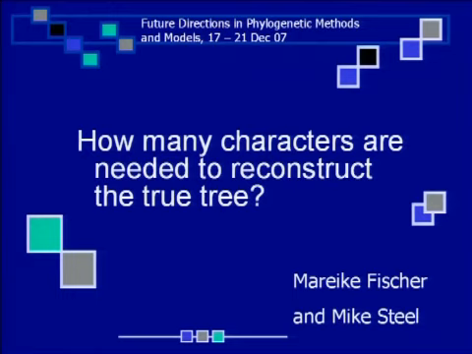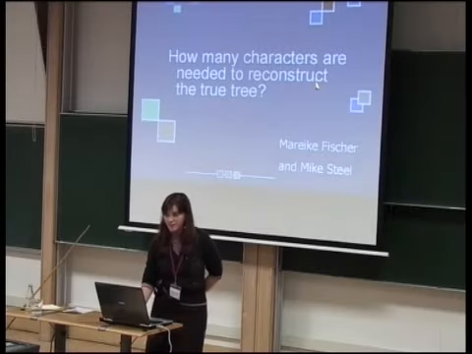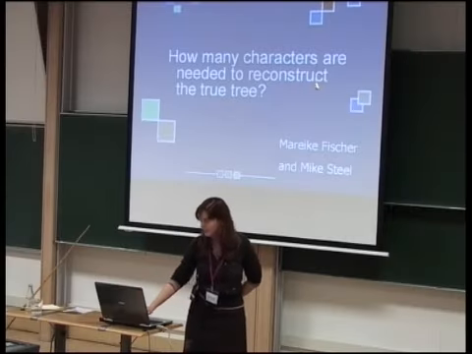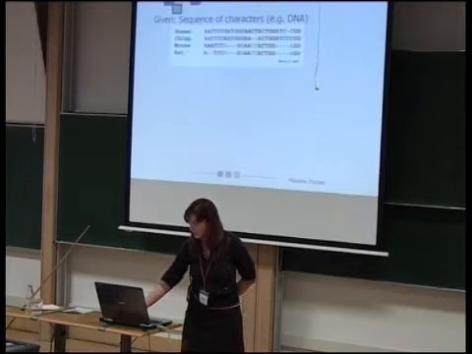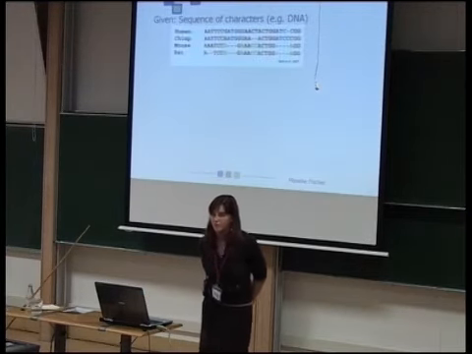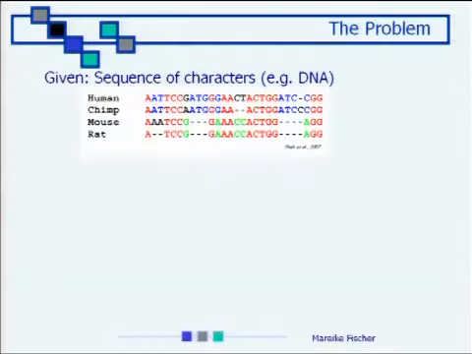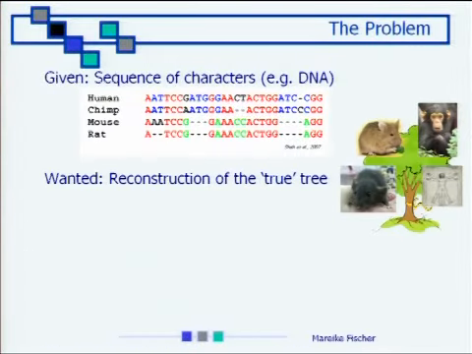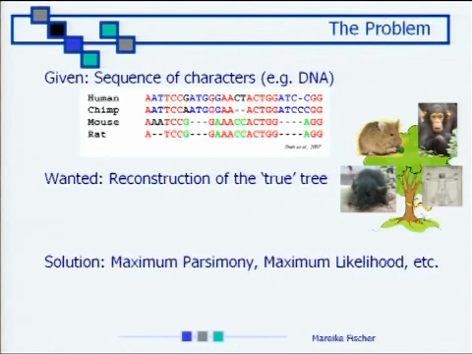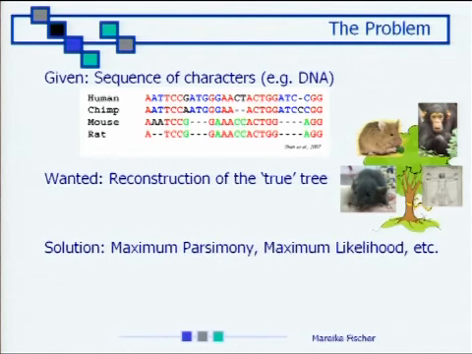Okay, so today I'm going to talk about how many characters are needed to reconstruct the true tree. This is a problem that occurs when you are given a sequence of characters, for instance, a DNA alignment, and what you're really interested in is reconstructing the true tree. There are various methods, we've heard of them this morning, to do that, for instance, maximum parsimony, maximum likelihood, neighbor joining, and so on.